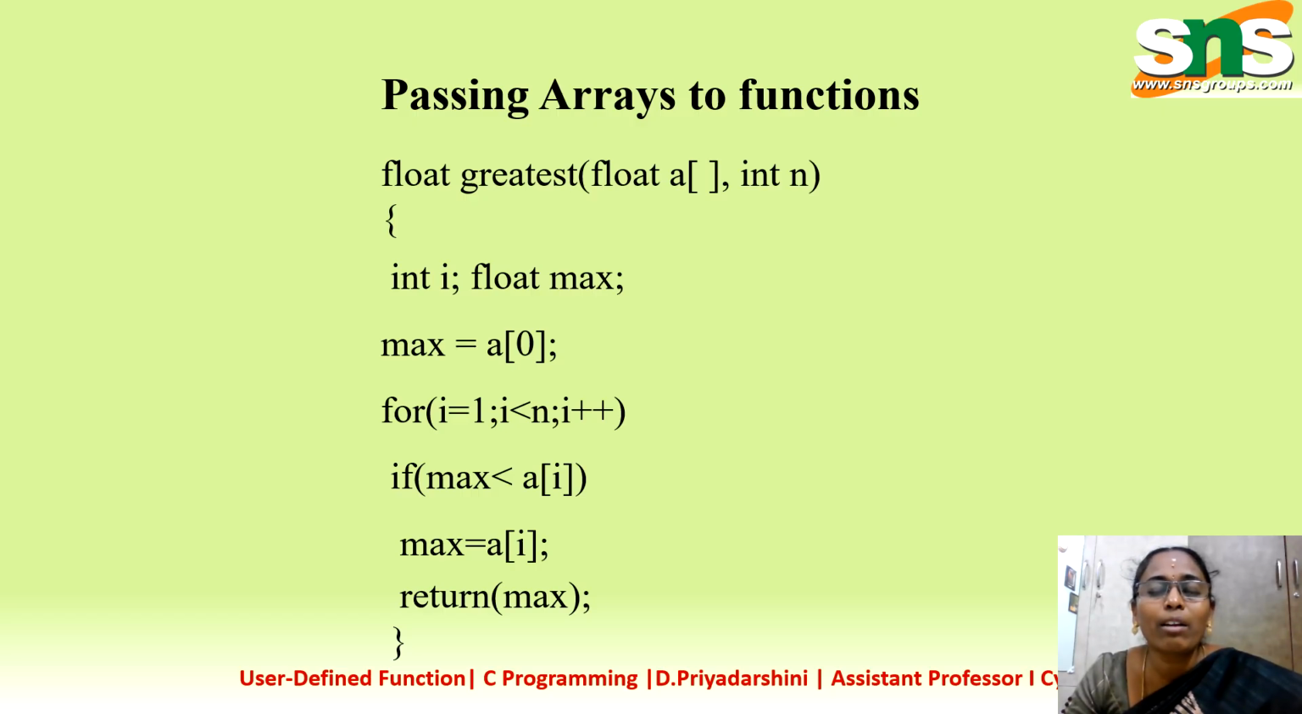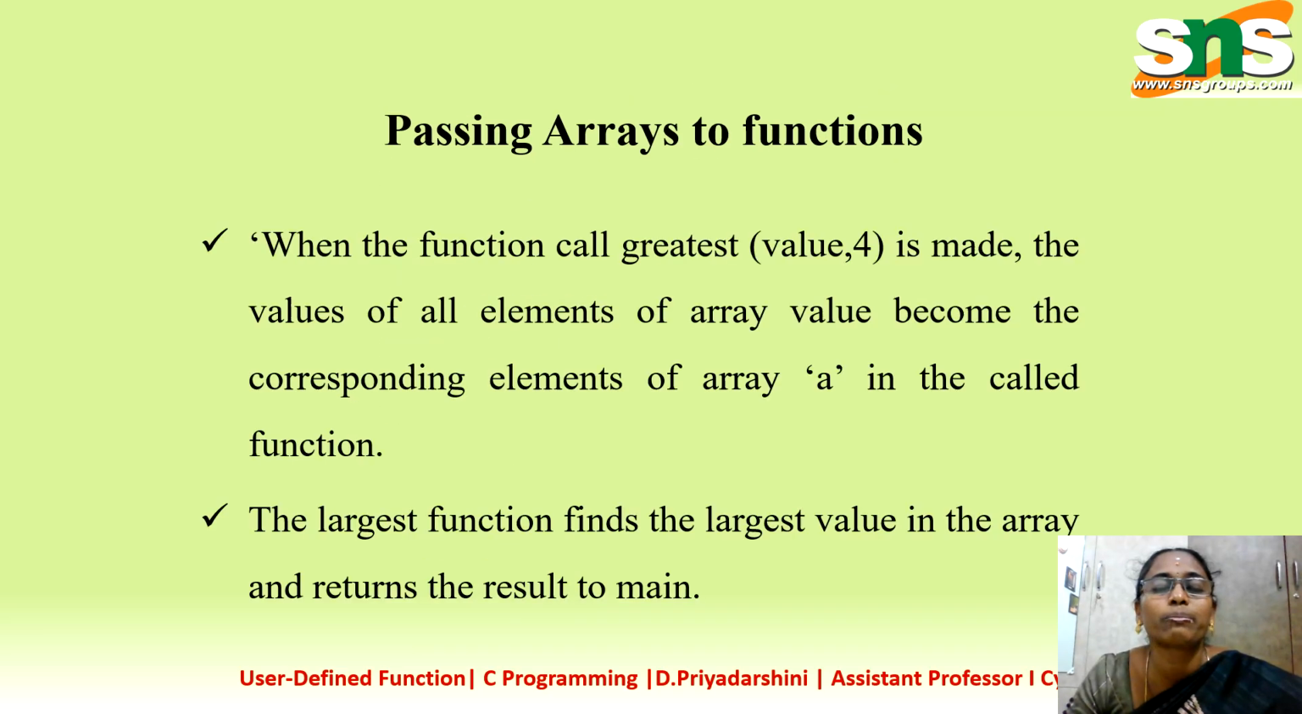Here we are going to calculate the greatest of the numbers we have passed, the four values. It receives the values in the float array a and checks for the maximum value among all four values. It finds the greatest by comparing each value with the previous value, and the resultant maximum value is returned by the greatest function to the calling function.